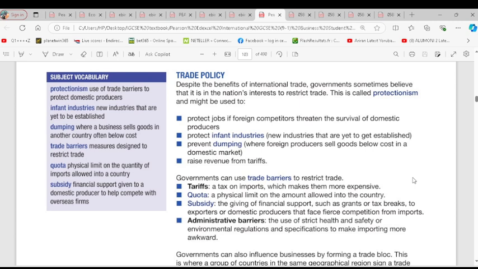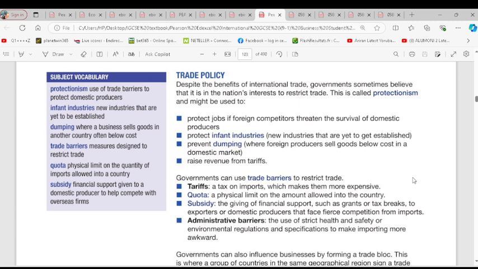Is it clear? So what are the reasons why government might do this? One, protect jobs if foreign competitors threaten the survival of domestic producers. Government wants to protect because one of the government's objectives is to increase employment opportunity. So if foreign businesses start coming in and become a threat to local businesses, local businesses might shut down. Then workers will be made redundant, or workers will lose their jobs. So government doesn't want this to happen. As a result, government will protect those businesses to continue to be in existence.